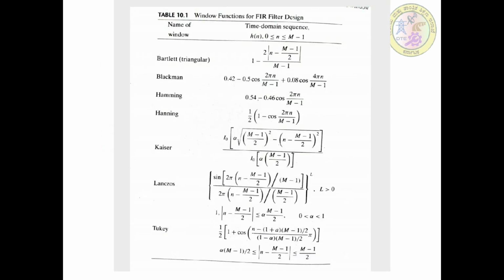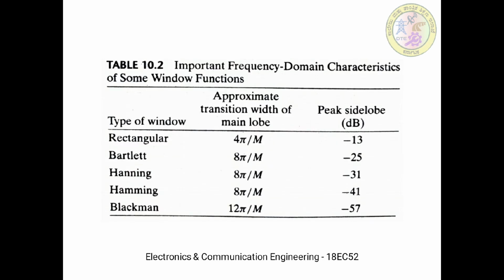Here this table shows a consolidated list of all the windows and their window functions, and this table shows the important frequency domain characteristics of some important window functions. For the rectangular window, the width of the main lobe is 4 pi by m, and the peak side lobe in decibels is minus 13 dB. Similarly, for other windows we have the main lobes as well as their side lobe magnitudes.